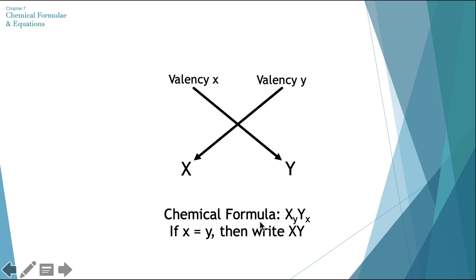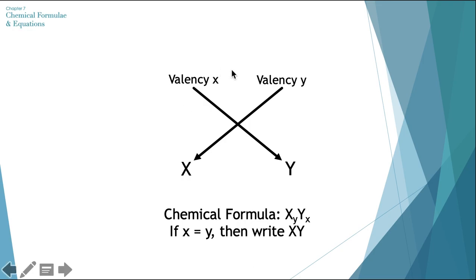So the chemical formula in the end becomes XY, YX, okay? X, Y, X with Y's valency and Y with X valency. XY, YX. And if the valency of X is equal to the valency of Y, then we write XY, okay? Capital X and capital Y represent the symbols and small x and small y represent the valency, okay? So if the valencies are equal, we only write XY. If they are not equal, we would write down the numbers as well.